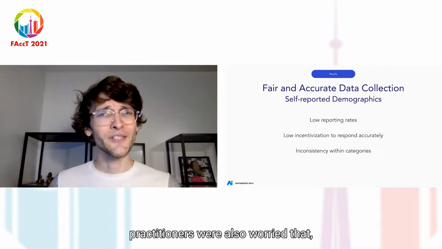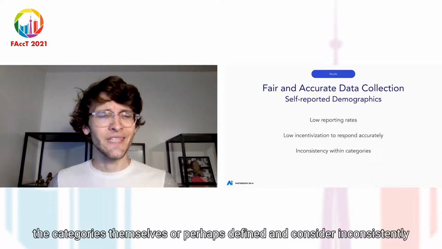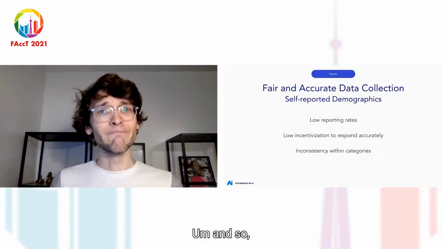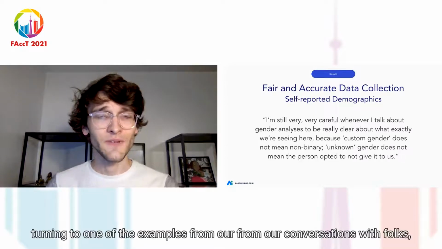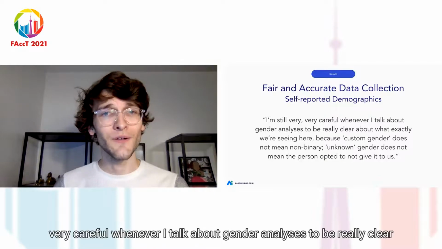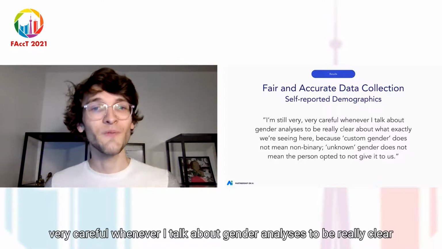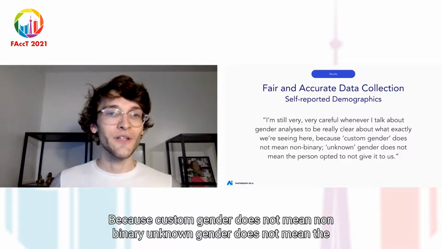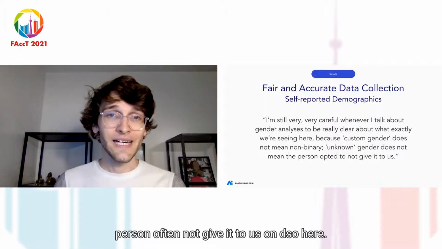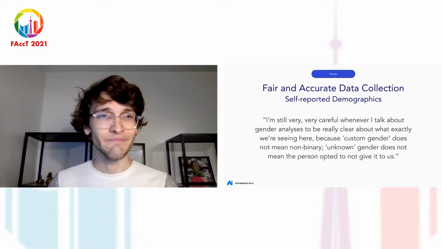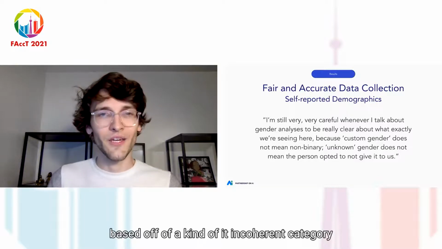And finally, practitioners were also worried that the categories themselves were perhaps defined inconsistently or used inconsistently in the analysis process. And so, turning to one of the examples from our conversations with folks, one participant said, "I'm still very, very careful whenever I talk about gender analyses to be really clear about what exactly we're seeing here, because custom gender does not mean non-binary. Unknown gender does not mean the person opted to not give it to us." And so here you really don't want to make incorrect conclusions based off of an incoherent category.